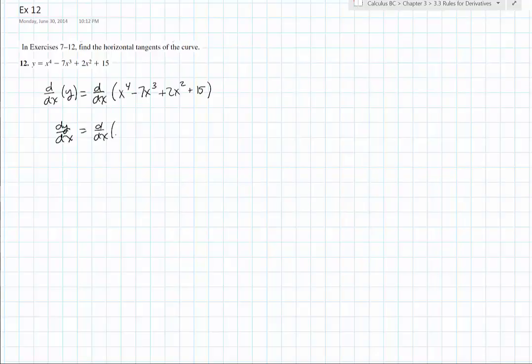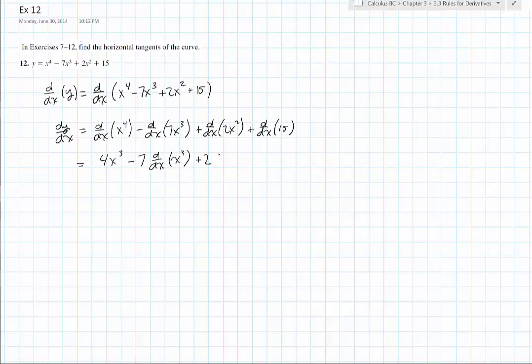dy dx, or the derivative with respect to x of x to the fourth, minus the derivative of 7x cubed plus the derivative of 2x squared plus the derivative of 15. The derivative of x to the fourth, according to the power rule, is 4x cubed. The derivative of this, well, there's a multiplier here, so I can pull the multiplier out, and so I'm just taking the derivative of x cubed. This also has a multiplier, I'll pull it out, so I'm really just taking the derivative of x squared. And the derivative of any constant is 0.